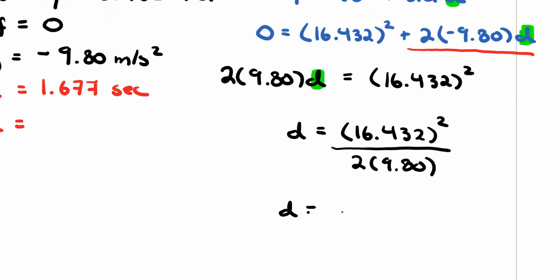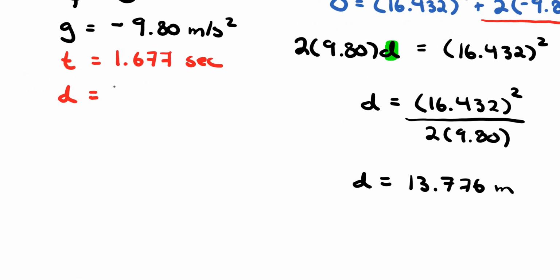And if we go to a calculator here, we get 13.776 meters. Okay, so a few kinematic equations right there to find the time from A to B and the distance traveled by the car from A to B.